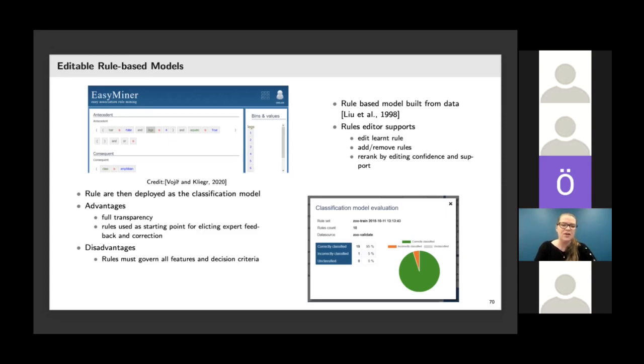So the advantages are that the rules are transparent, the user is able to see them, and they're able to edit them and change them based on business needs, based on domain expertise and so on. And it provides full transparency. Also, it has the advantage that we're not expecting the user to come with all the rules of the knowledge system that they're going to deploy. We use the data to guide with an initial starting point for the rules, and then the user can tweak and edit those. The disadvantages are that the rules must govern all features and decision-making criteria.